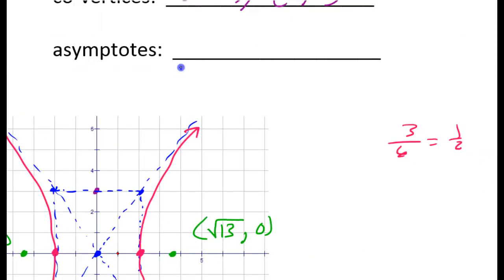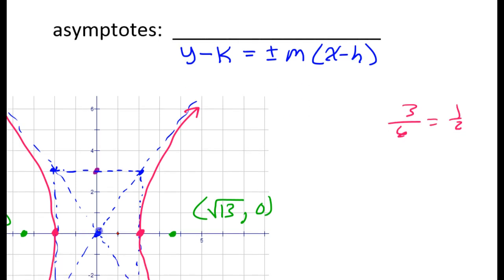Here's a model that you can always use to find the asymptotes. y minus k is equal to plus or minus m times x minus h. Notice how I'm using h and k. This is really just the point-slope form of a line. But the point that I always use is the center of the hyperbola, because that's the one point that's on both asymptotes. That's why I'm using h and k, because that's really just the coordinates of the center. m, of course, represents the slope.